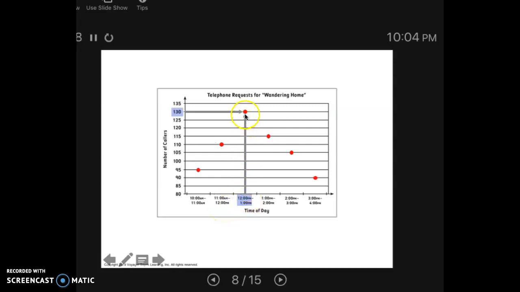130 requests between noon and 1 p.m., 115 between 1 and 2, 105 between 2 and 3, and 90 between 3 and 4.